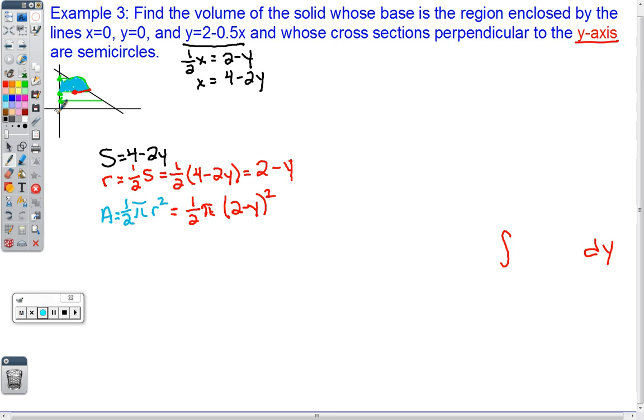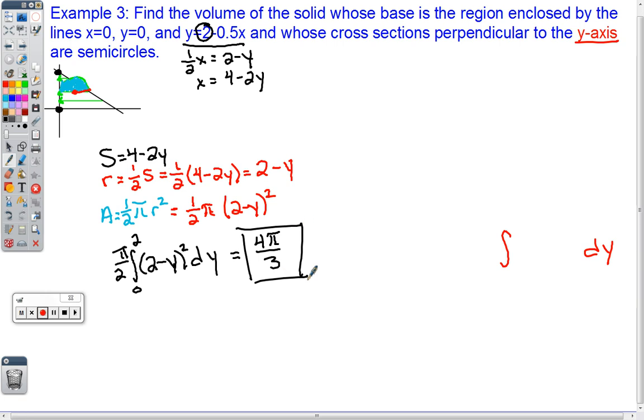Remembering that we're integrating in y, not in x. So we're going from here to here instead of in the other direction. And that's the y-intercept. The y-intercept is 2. So we're going to go from 0 to 2. The integral of 1/2 pi, the pi on top there, times 2 minus y squared dy. And I got 4 pi over 3. And I plugged it in. Okay. So there you go.